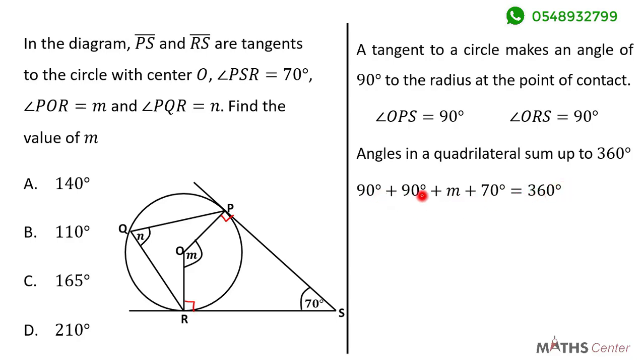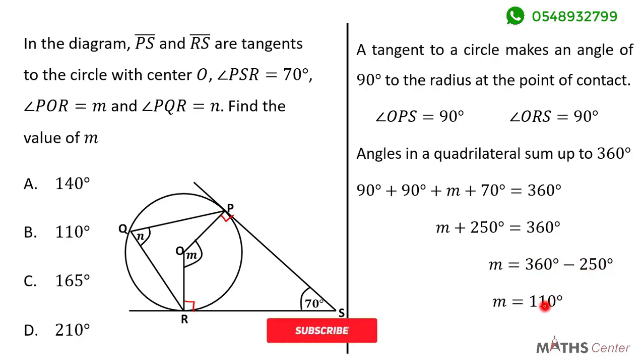90 degrees plus 90 degrees plus 70 degrees will give us 250 degrees. So we have M plus 250 degrees is equal to 360 degrees. M will be equal to 360 degrees minus 250 degrees, which will give us 110 degrees. So it means the value of M is 110 degrees. When we look through the options given to us, we can see that the correct one is B.